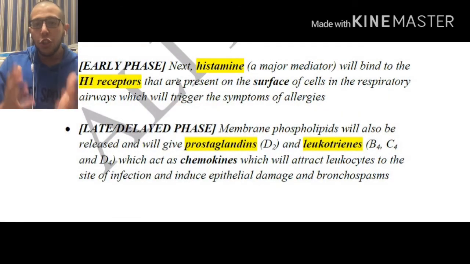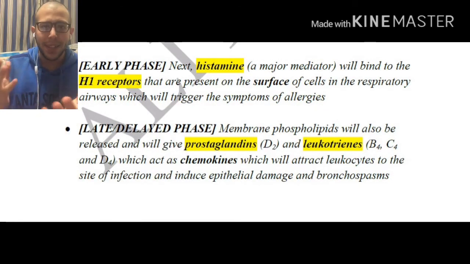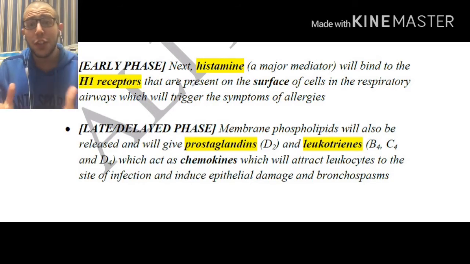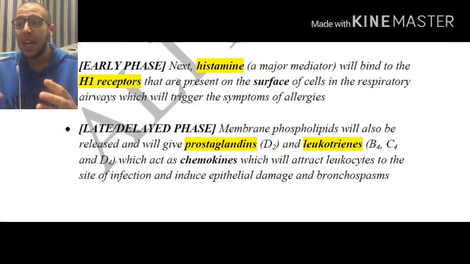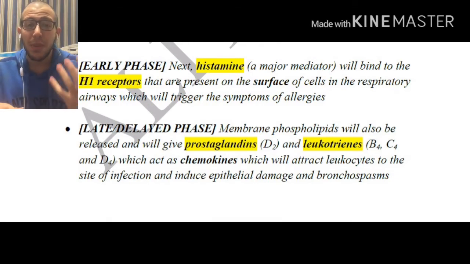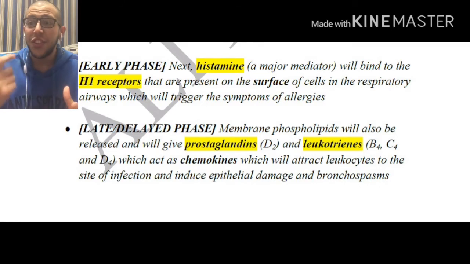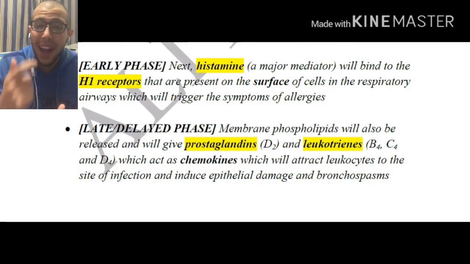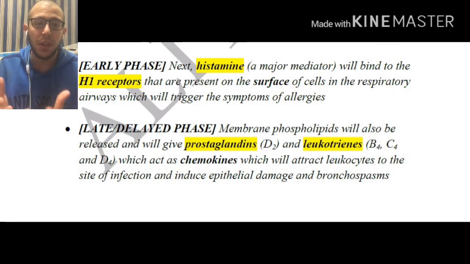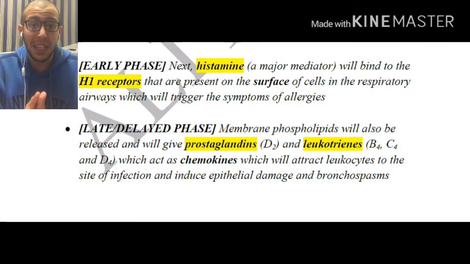There are two main phases that are going to be happening because of the release of these mediators. First of all, we've got the histamine. Essentially, the histamine is going to be binding to the H1 receptors that are present on the surface of cells in the respiratory airways, and these will trigger symptoms of allergies. Now, this is one of the more common examples, so this is pretty much applicable in our daily lives.